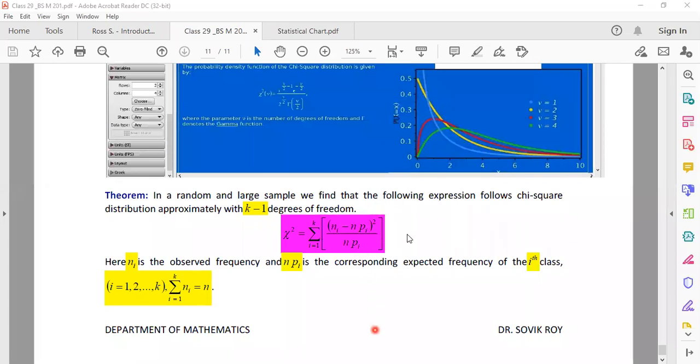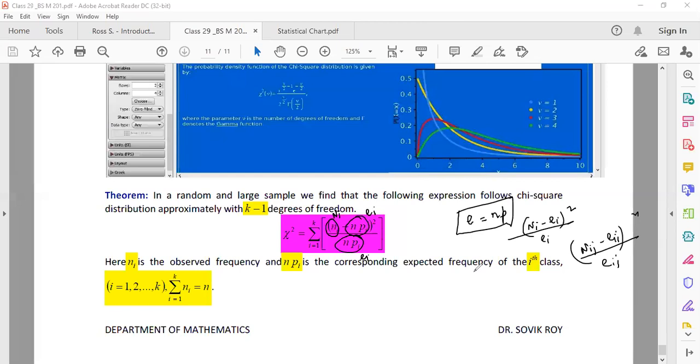Are you familiar with this particular expression? Yes, of course, because whenever we calculated the expected frequency, we used the formula np, and therefore this is my expected frequency. This is my observed frequency, and this is my expected frequency. So ultimately what we are getting is Ni minus Ei whole square by Ei for the unidirectional case, and Nij minus Eij whole square by Eij for my bidirectional case.